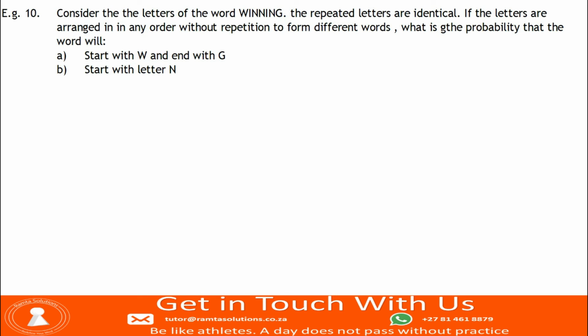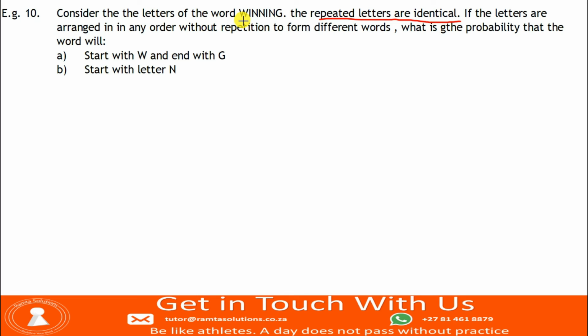Now we are going to question 10. Let me write it here. Question 10: consider the letters of the word winning. The repeated letters are identical. Pay attention. If the letters are arranged in any order without a repetition to form different words, what is the probability that the word will start with W and end with G?